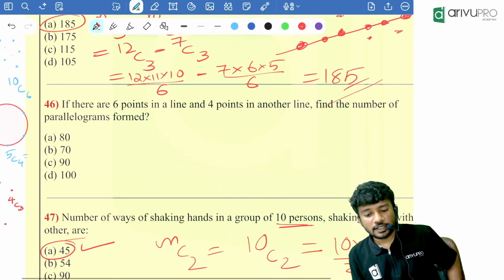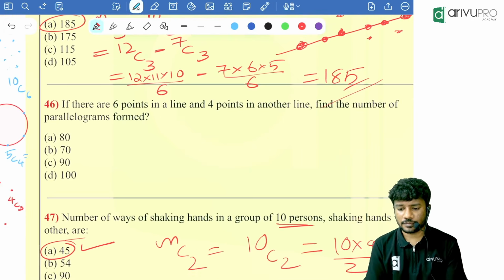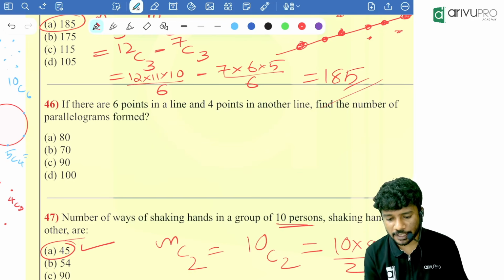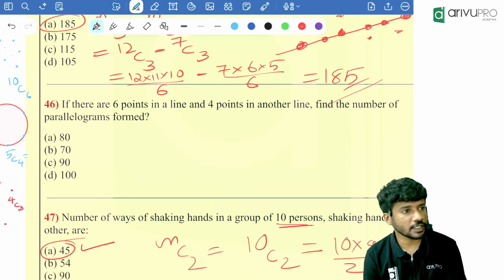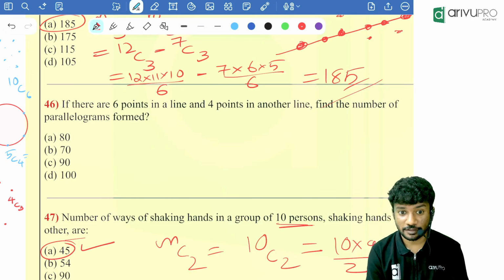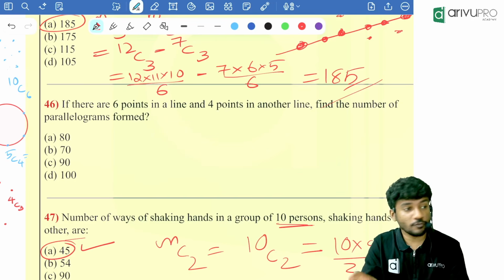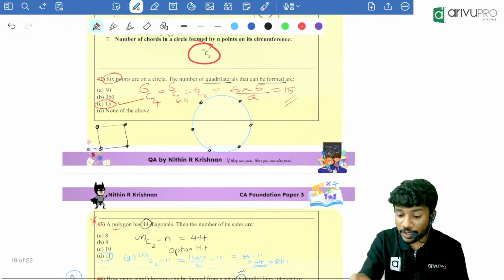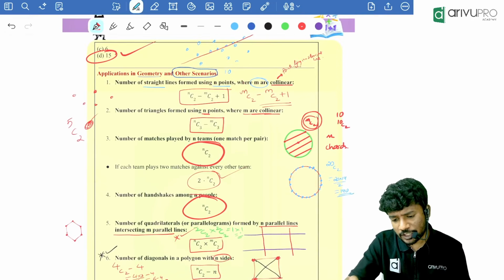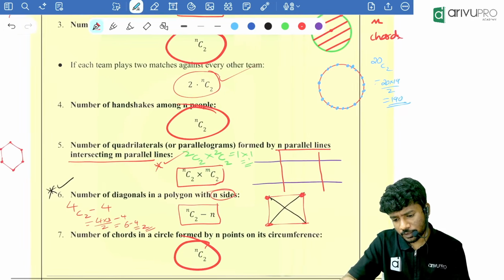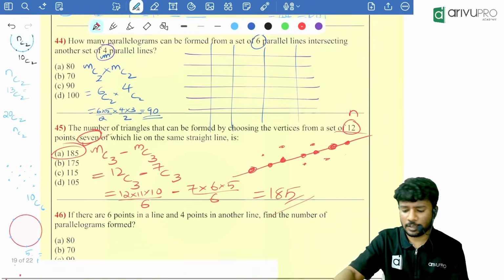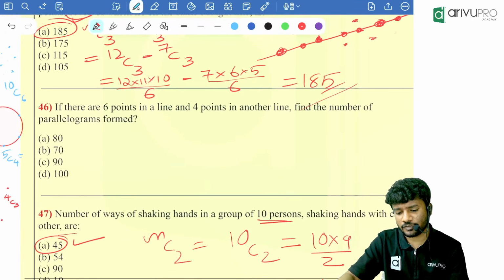Yes. Next one. One question I missed. There are 6 points in a line and 4 points in another line. How many parallelograms can be formed is the question. Very good question. 6 points in one line and 4 points in another line. People, what method we can use? You tell me, you will get the answer faster.